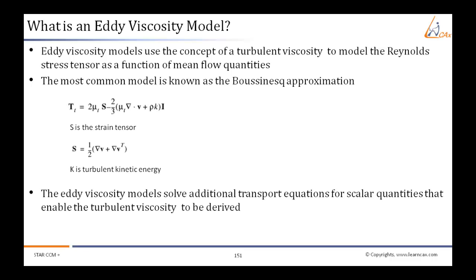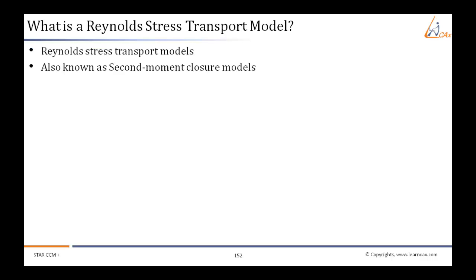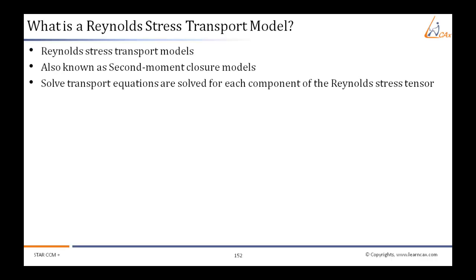The Eddy viscosity models in *CCM+ solve additional transport equations for scalar quantities that enable the turbulent viscosity to be derived. This gives rise to three different turbulence models: Spalart-Allmaras, K-Epsilon and K-omega models. Reynolds stress transport models, also known as second moment closure models, solve transport equations for each component of the Reynolds stress tensor.